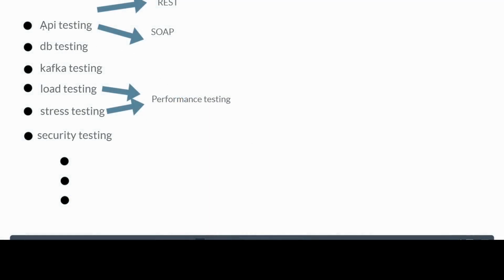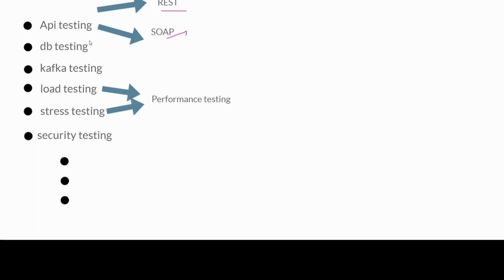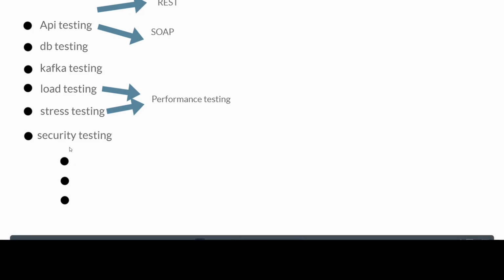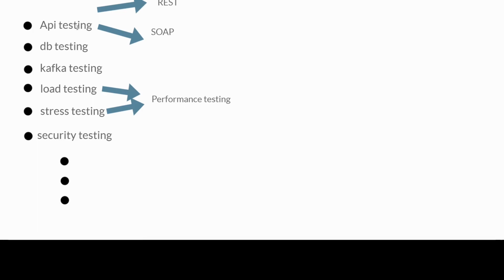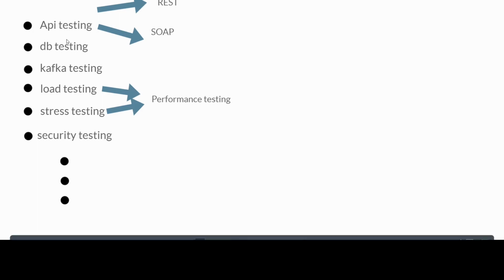So we want API testing, REST and SOAP, right? We also want DB testing. We want Kafka testing, performance testing, security testing, and many other types of testing. And obviously there are tools for each one of them. For example, API testing, you can use JUnit, Rest Assured, even Postman. For DB testing, you can use DBUnit in Java.